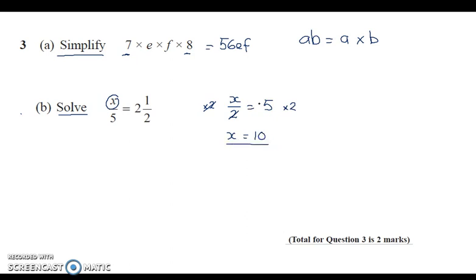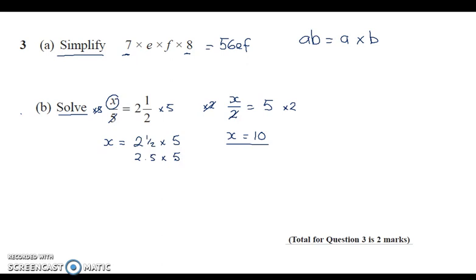This is the same thing, just more complicated values here. So x divided by 5. Now to get rid of the divide by 5, I need to times both sides by 5. A times by 5 and a divide by 5 cancel out. I'm left with just x. Now x equals 2.5 times 5. Some of you might prefer to do 2.5 times 5 the other way round. That might make it easier for you to do.